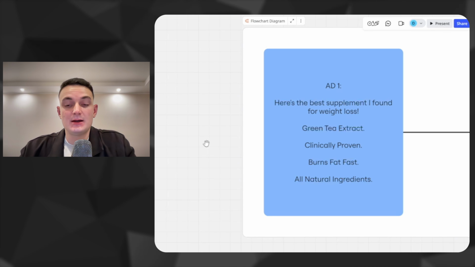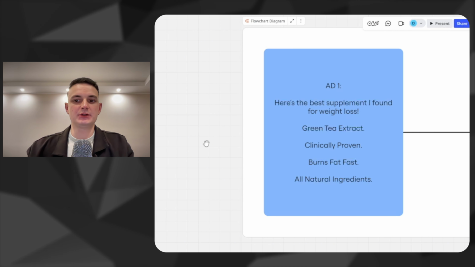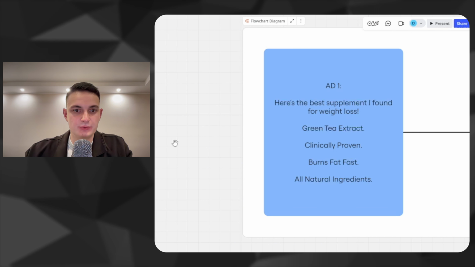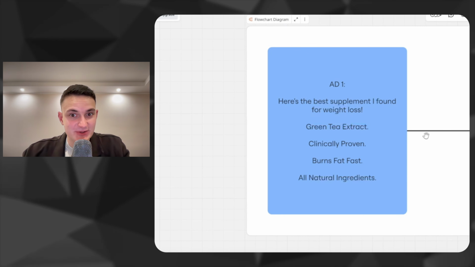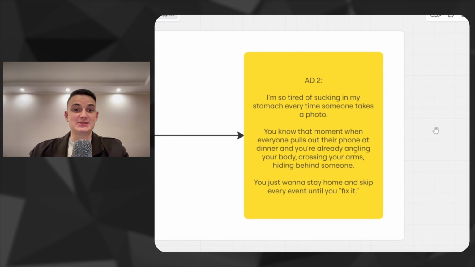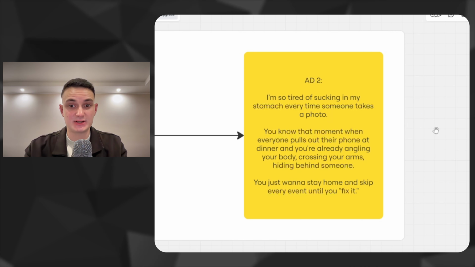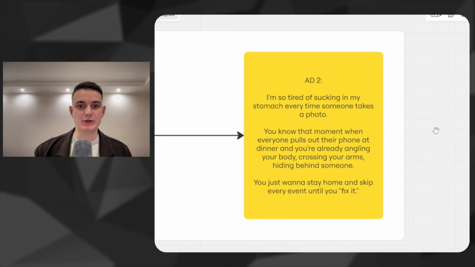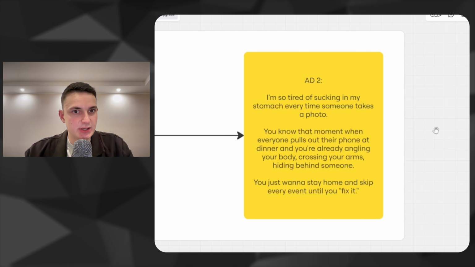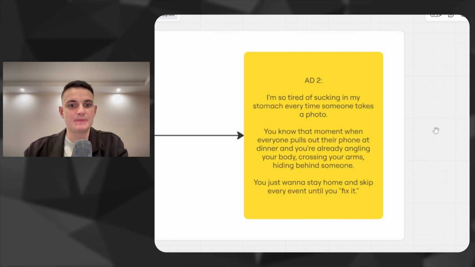What you're looking for is actually to talk about their desires. You want to talk about the end state. So you want to talk about their pain points. You want to talk about their daily experiences. So let's look at ad number 2. How would you do that ideally? I'm so tired of sucking in my stomach every time someone takes a photo. You know that moment when everyone pulls out their phone. So you're talking about their daily experience. You're already angling your body, crossing your arms, hiding behind someone. So these are the actual stories. These are the actual pain points that an overweight person might experience.